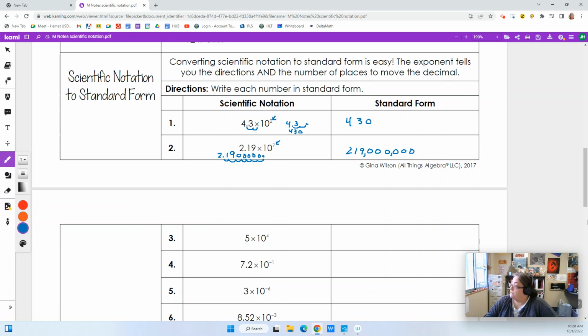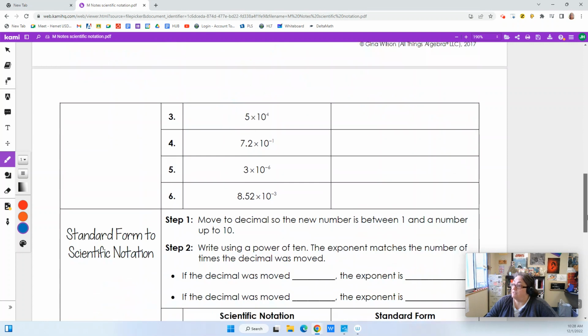So if we go down to this next problem, number 3, there is no decimal there. But because there is no decimal, it just means that the decimal is right here. It starts after it. And so we're going to move this decimal over 1, 2, 3, 4 places, and that's where it would be. So we would fill that in with zeros, and we would have 50,000.